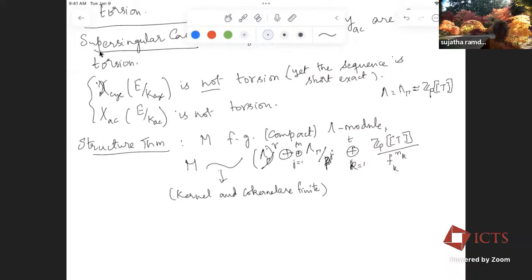So once you have this, you have these invariants. R is called the rank of M. And the summation of all the j's, j equals 1 to m, this summation is called the mu invariant of M.